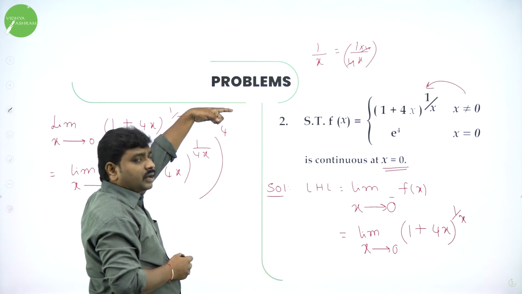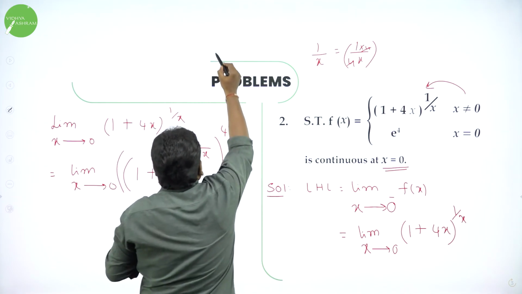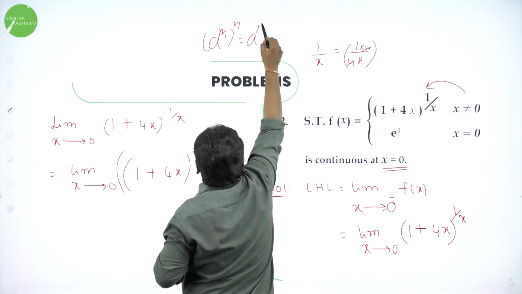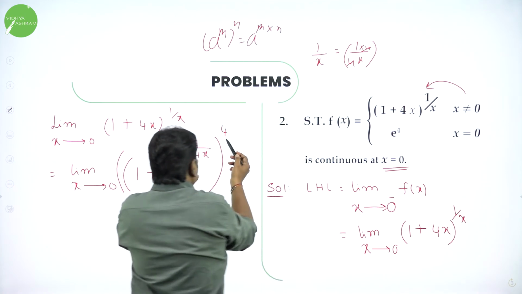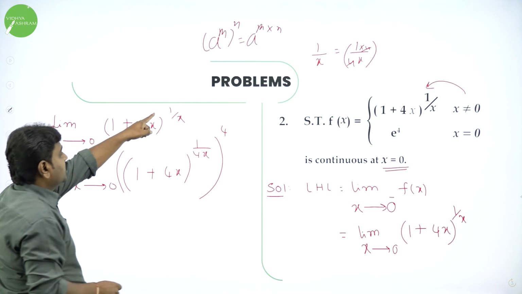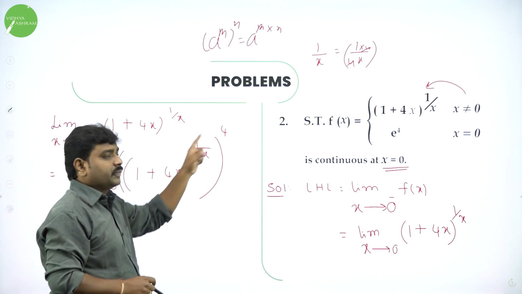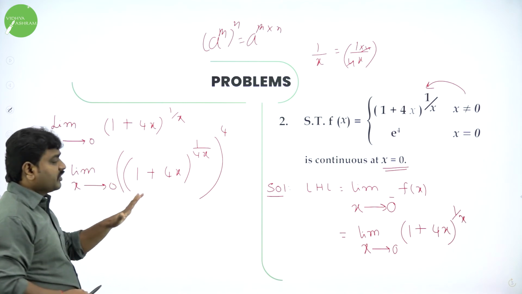One of the 4s I will take up. All of you know a power m whole power n is a power m into n. Like that, if you take the 4 inside, it will cancel. So instead of 1 by x, I will write 1 by 4x whole power 4. I am introducing 4 here. Now we have a standard format.